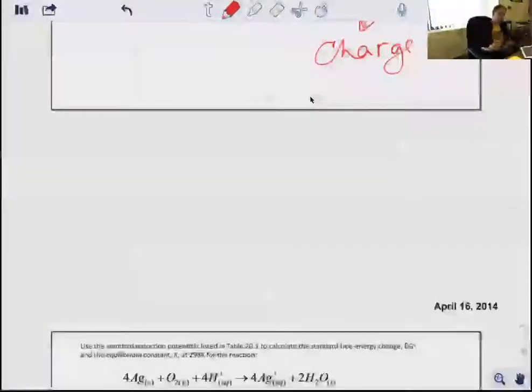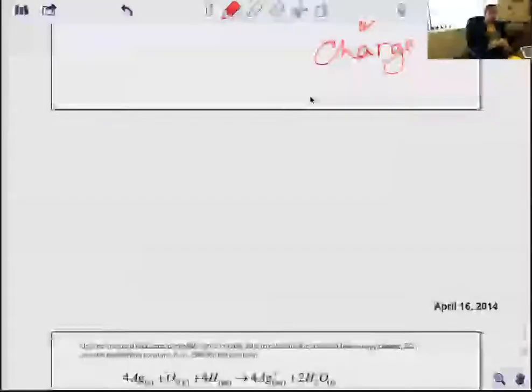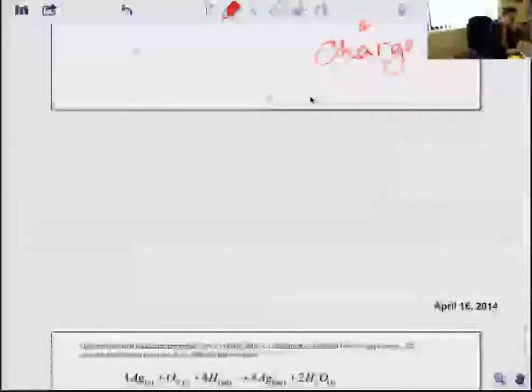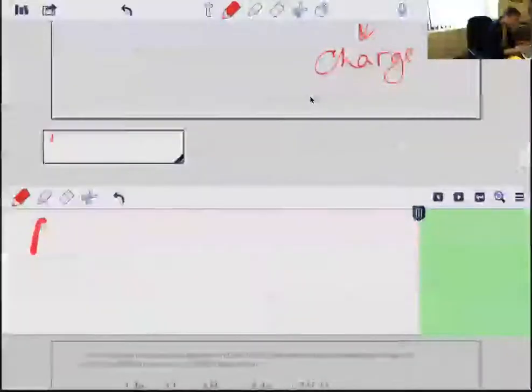So we can use our E to tell us our G value, and then our G value will help tell us our K value. Because remember, delta G naught is equal to negative NFE naught. And I want my K, which means we also know that delta G naught equals negative RT natural log of K. So I can use the one that I know with the E, figure out my G, and use that G to figure out my K. So let's go ahead and try that.